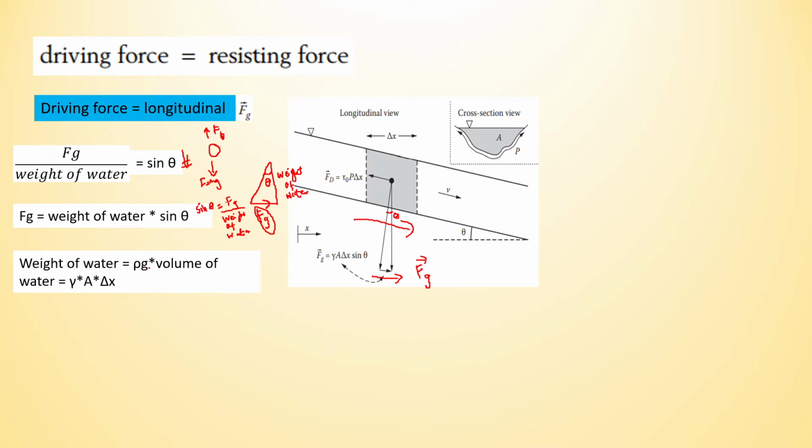The weight of water is equal to density times g times volume of water. Density times g is equal to unit weight, like you see here. And the volume of water is A multiplied by distance. So how do you know A? Imagine this is the cross-section view of A, and you multiply by the distance here, and then you get the volume.